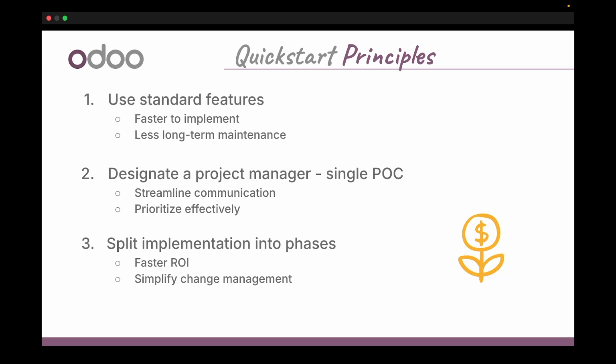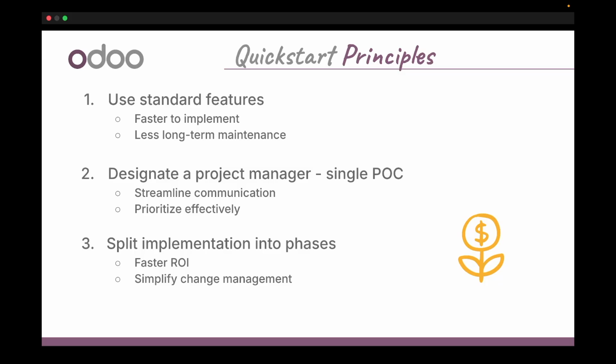The reason for this, as you can assume, is because they're standard features to Odoo, they're faster to implement, right? And secondly, it requires less long-term maintenance. It's how the software was built, it's how it's supposed to run, it's how it's supposed to be used. So for us, when we're updating and things like that, it's very easy to do.